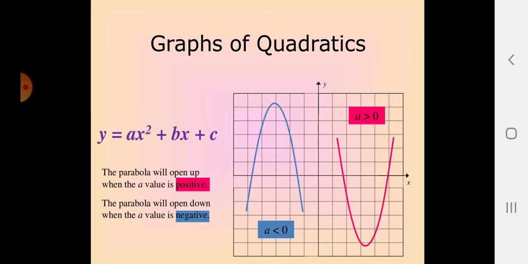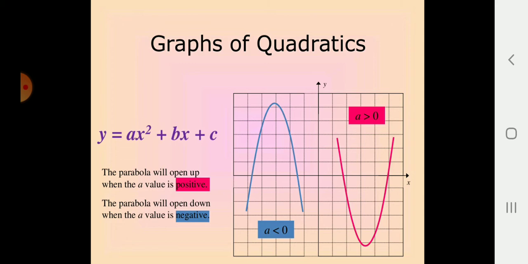So a graph of quadratics: y equals ax squared plus bx plus c. The parabola will open up when the a value is positive, and the parabola will open down when the a value is negative. So when the a value is positive, that is the red one. The parabola will open down when the a value is negative, so that is the one opening down.